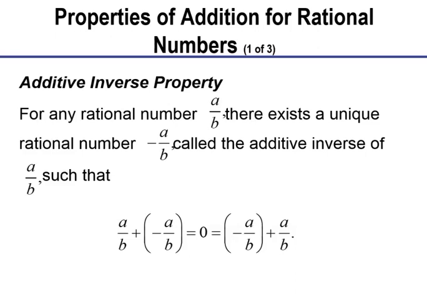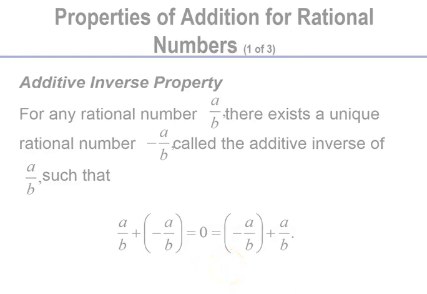So the additive inverse property. For any rational number A over B, there exists a unique rational number negative A over B called the additive inverse of A over B. So notice what happens. If I take A over B and add it to negative A over B, I get 0. But the additive inverse has to be commutative as well, so that we get negative A over B plus A over B, and that's also equal to 0.